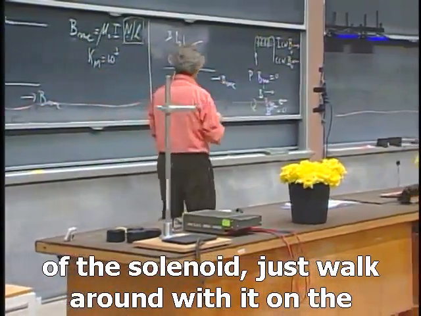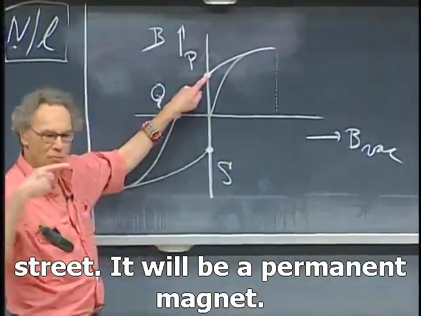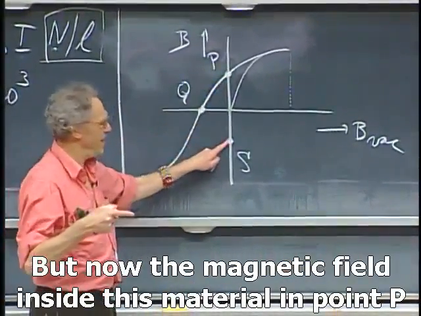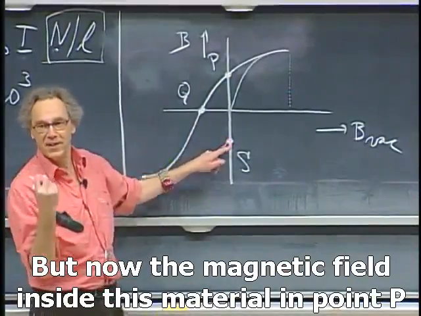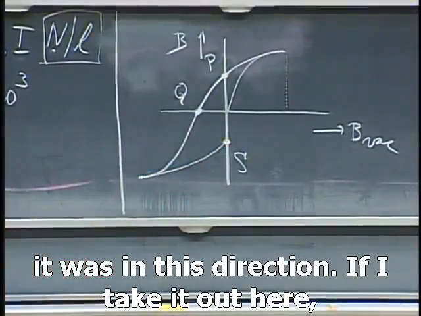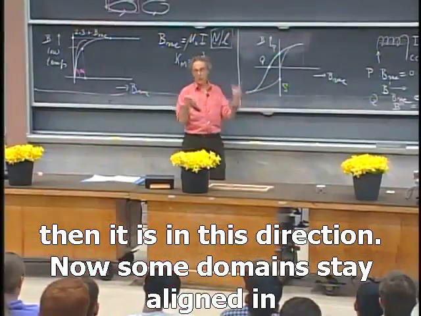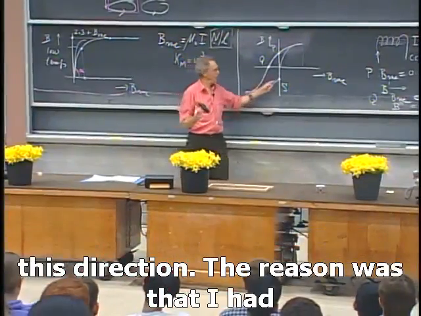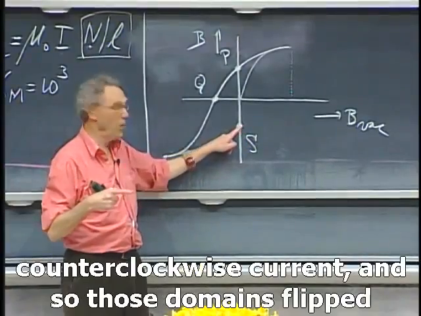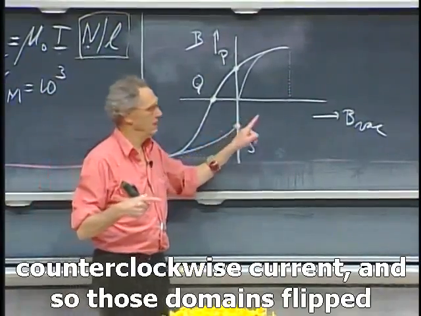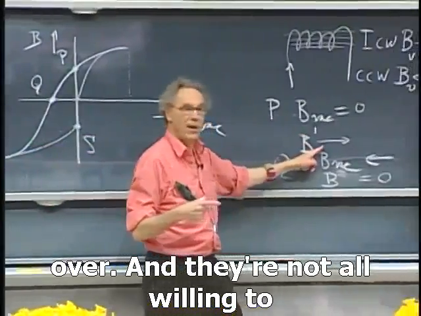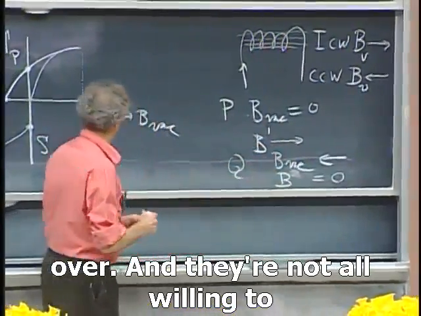But now, the magnetic field inside this material in point P, it was in this direction. If I take it out here, then it is in this direction. Now some domains stay aligned in this direction. The reason was that I had counterclockwise current, and so those domains flipped over. And they're not all willing to flip back again. So I've also made a permanent magnet here. Vacuum field 0, but B prime is now in the opposite direction.